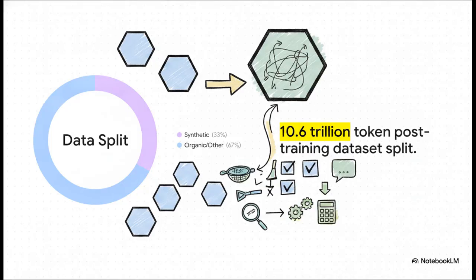Now, if we zoom in on the 10.6 trillion token post-training dataset, there is a super fascinating split. About 3.5 trillion of those tokens are purely synthetic data, distilled directly from much larger teacher models. But they didn't just dump all that generated text in blindly. They aggressively filtered it. We're talking strict automated verification using actual compilers, complex numerical checks, the works. They ensured only the absolute highest quality data made it into the final mix.